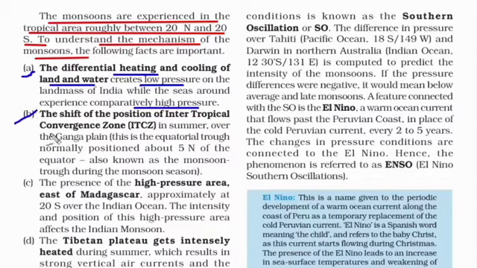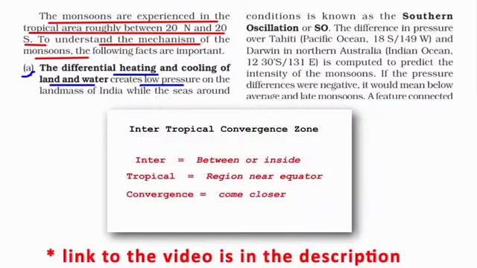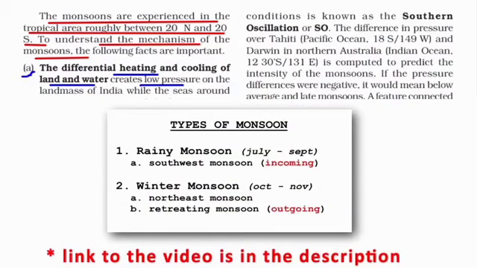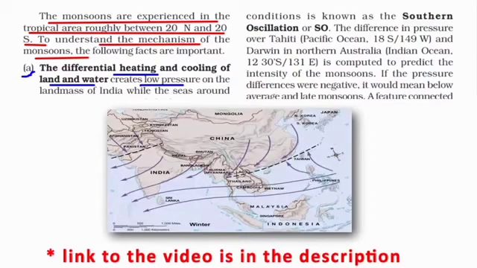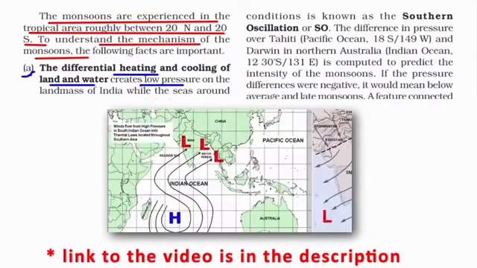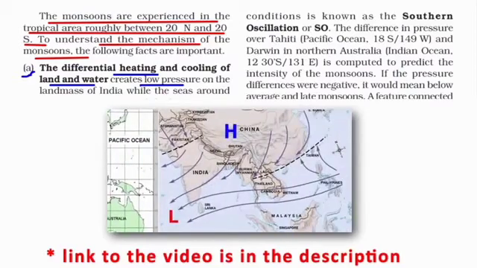And the second mechanism is the shift of the position of the intertropical convergence zone, which is called ITCZ. This zone is a low pressure zone which moves from the equator to the subtropical region and again back. And for this I have another video in my playlist, and you should better watch that. The link to that video is in the description below. Please make sure you watch that and you'll have a nice understanding of what ITCZ means.